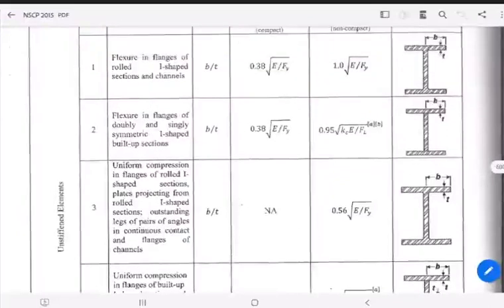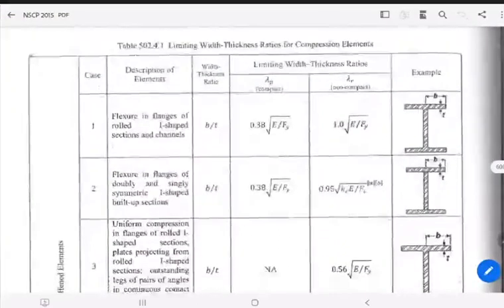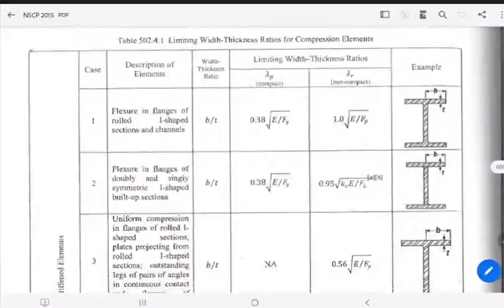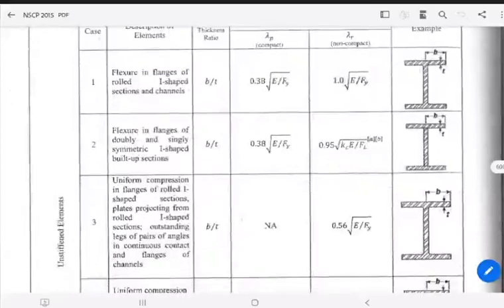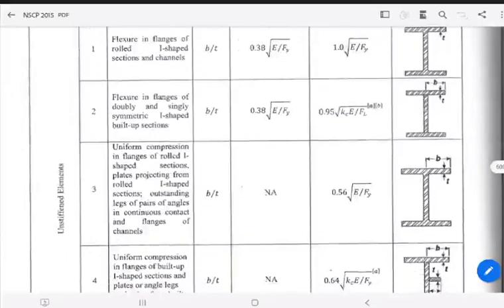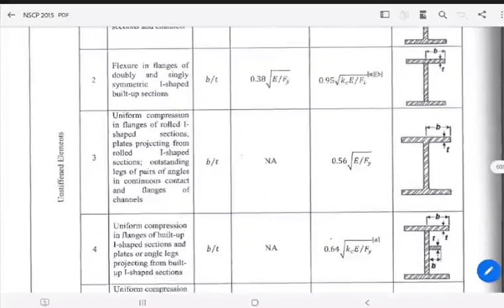Hindi natin i-consider yung mga flexure, no? If you read dito 502.1, number 1 is flexure. Okay? So, we do not consider that. Number 2, that's the flexure. Saan natin gagamitin, sir? Sa bending pa lang yan. Gagamitin sa next module. Okay? Doon tayo sa extensive compression.